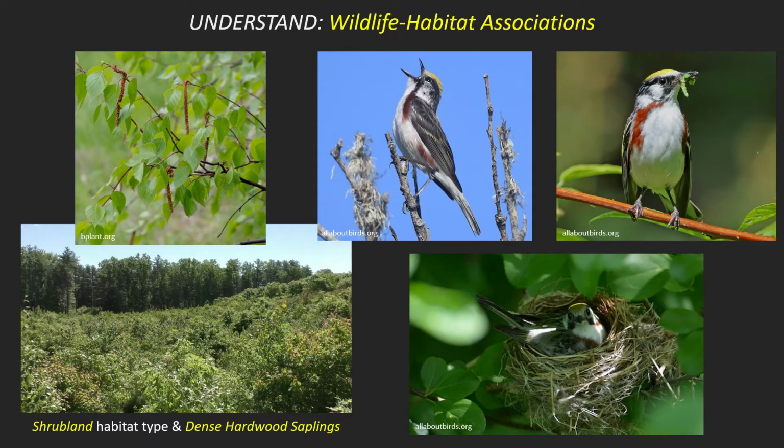The better you understand the specific reasons why a species uses specific habitat components, the better your ability to predict how changes to those components are likely to affect that wildlife species. For example, if we cut down all of the dense saplings in this shrubland, chestnut-sided warblers would disappear from this habitat for about 4 to 5 years, which is the length of time it would take for these saplings to regrow.